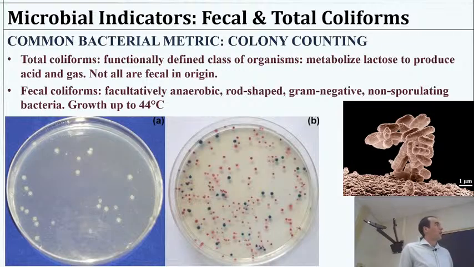Typically, they would be rod-shaped, gram-negative, non-sporulating, so things like E. coli, and they can grow up to 44 Celsius. I know that E. coli is very unhappy if they go anywhere above 44.